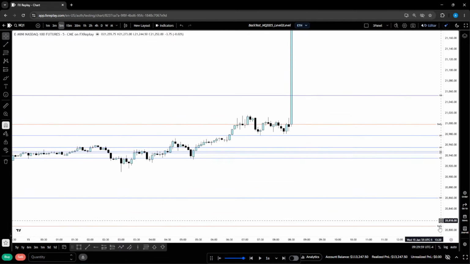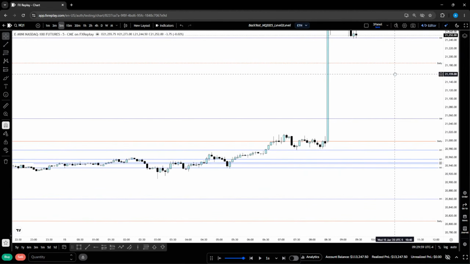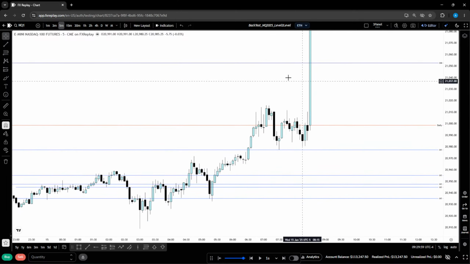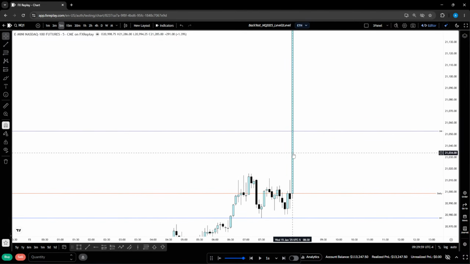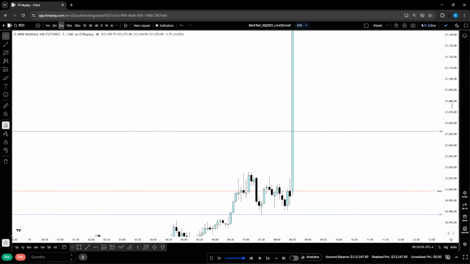Alright, so we went quite a bit higher. Oh, and we had news, so I would have closed anyway. What happened around the daily level is we went up and then gave it all back down to 1 hour. So I closed around here. It's usually good to close around the daily level and then reevaluate. At 8:30 we had news, probably CPI or something.